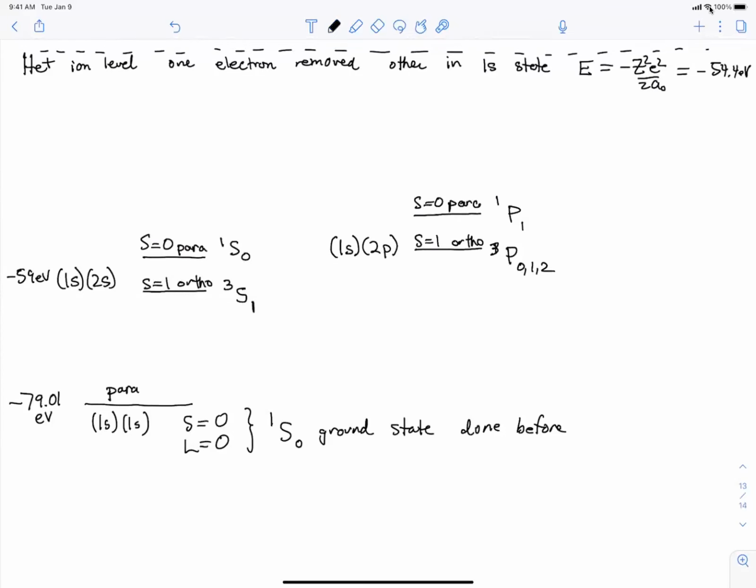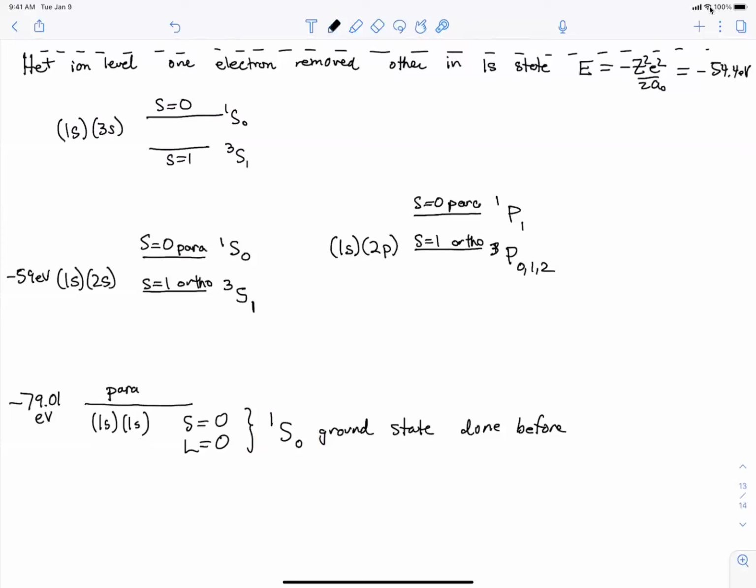I can go up here to the 1s3s. Again, I have an S equals 0 and I have an S equals 1. The top one is para, the bottom one is ortho. So this is 1S0 again, and this is 3S1. Notice in each column, everything's the same, except that in the ground state, there's no 3S1. That's only because these are the same state.